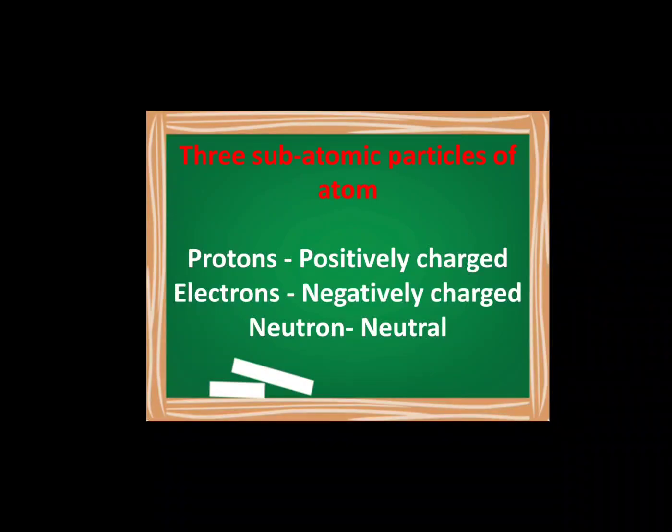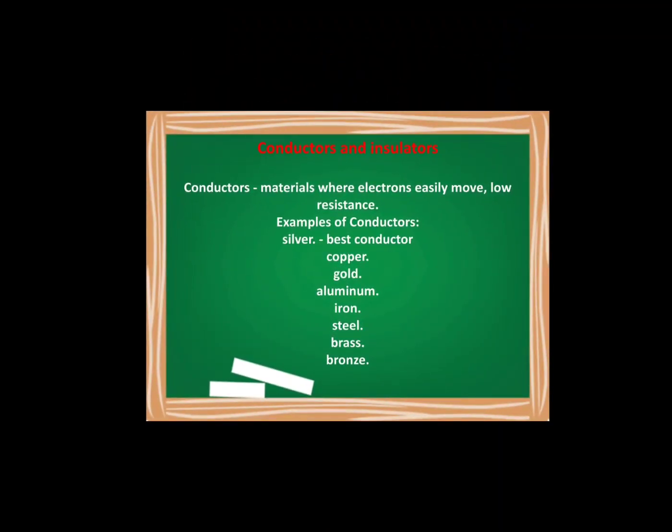So we have here three subatomic particles of the atom. First is the protons. When we say protons, it is positively charged. And when we say electrons naman, it is negatively charged. So how about the neutron? When we say neutron, neutral.